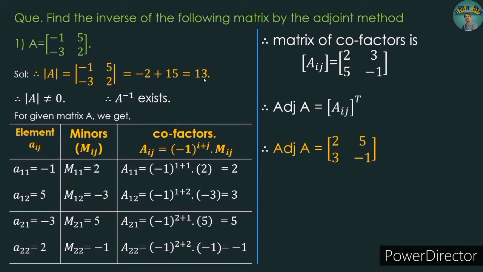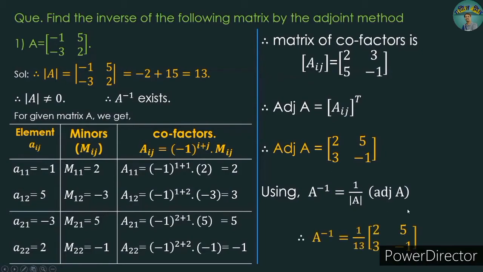So in this case, adjoint A is 2, 5, 3, minus 1. Okay, and then we are going to use A inverse as 1 upon determinant A into adjoint A. Observe that determinant A is 13 and adjoint is this. Just substitute both these values and write down A inverse is equal to 1 upon 13 into 2, 5, 3, minus 1. This is the required inverse.